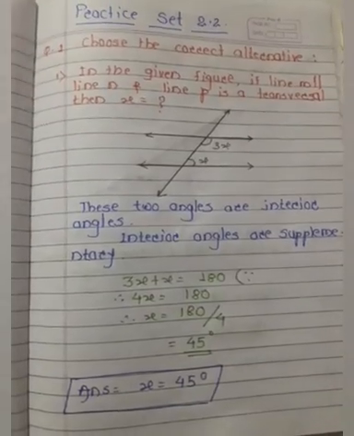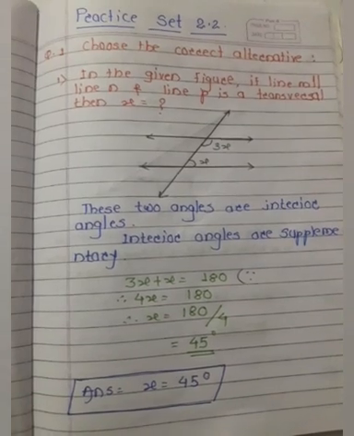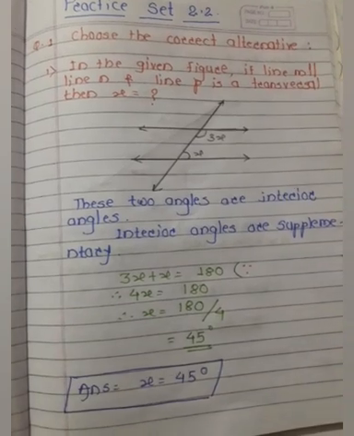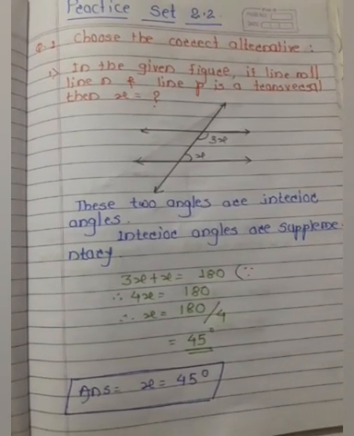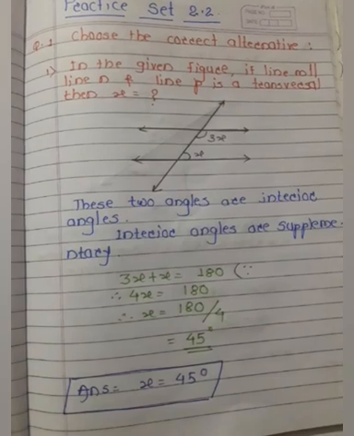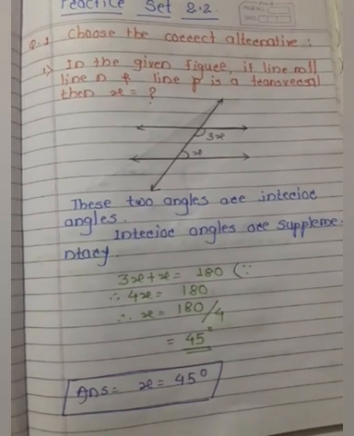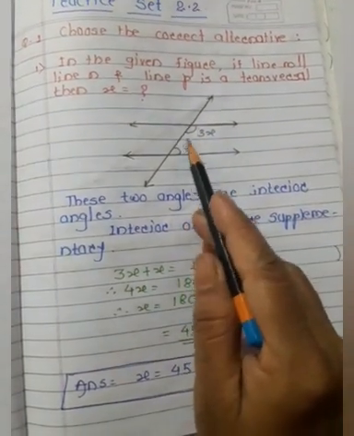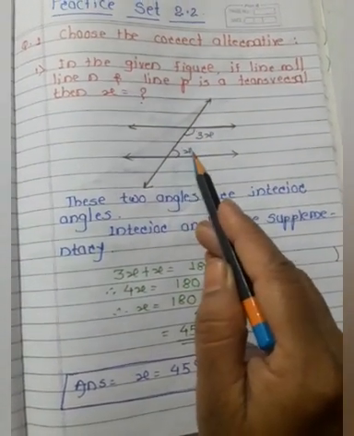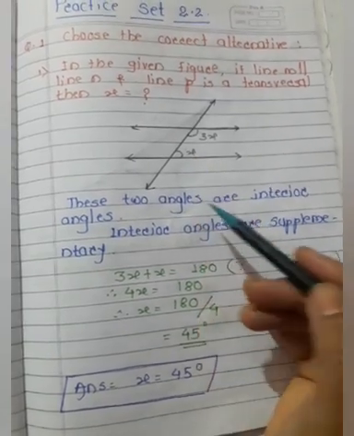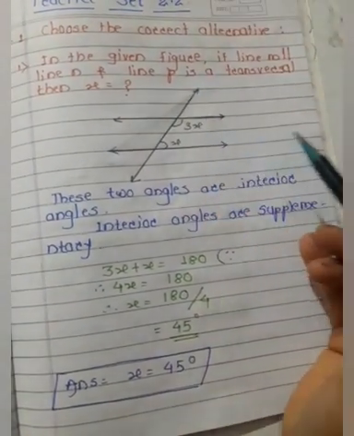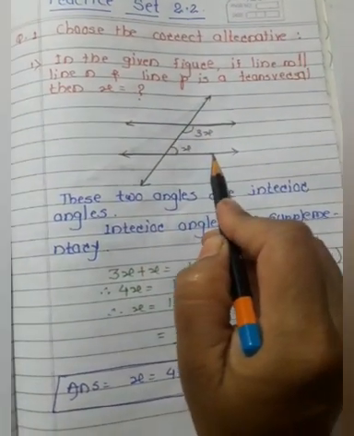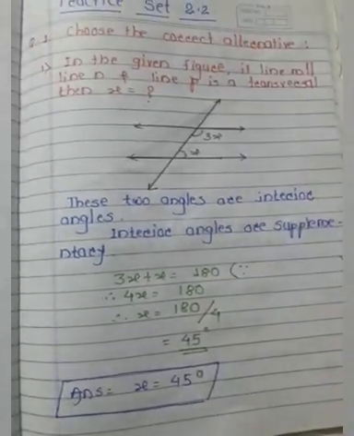With the help of this property, we will solve practice set 2.2. Choose the correct alternatives. In the given figure, if line M is parallel to line N and line P is a transversal, then find the X. Here two measurements are given. We have to find out the value of X. As you know, these two angles are the interior angles. These two lines are the parallel lines and this is the transversal.